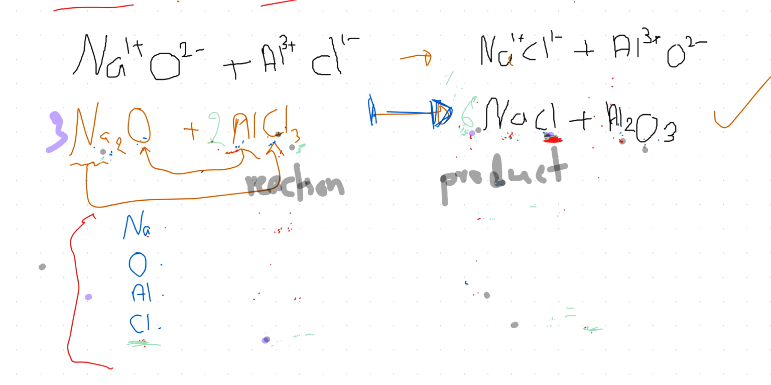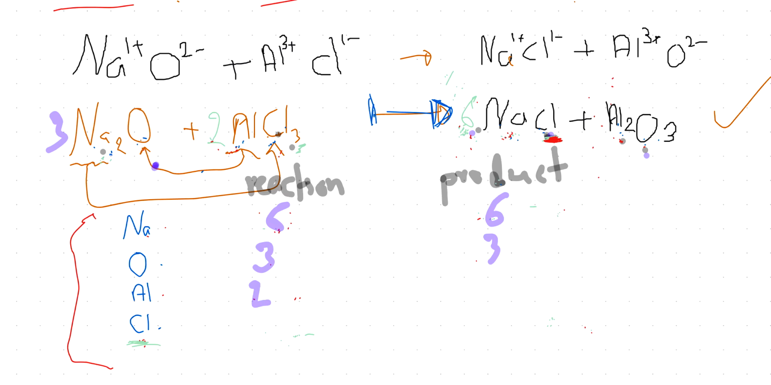How much sodium do I have on the reactant side? We have 6. Very good. And the product side? We have also 6. Good. Oxygen, how much oxygen do I have? We have 3. Very good. And the product side? Also 3. Good. Aluminium, how much do we have on the reactant side? 2. And the product side, aluminium? Also 2.